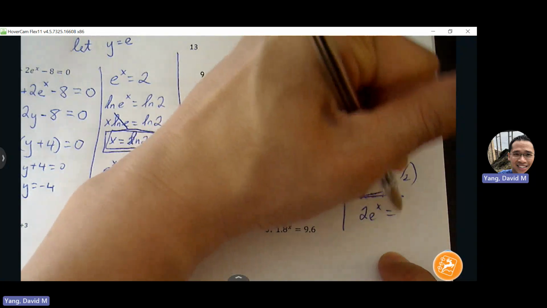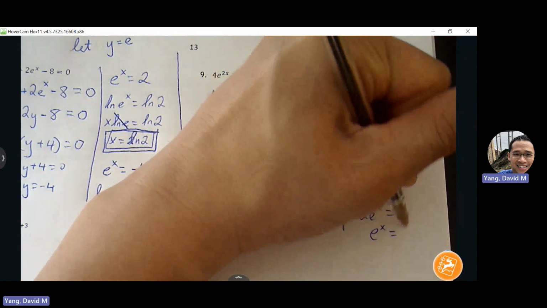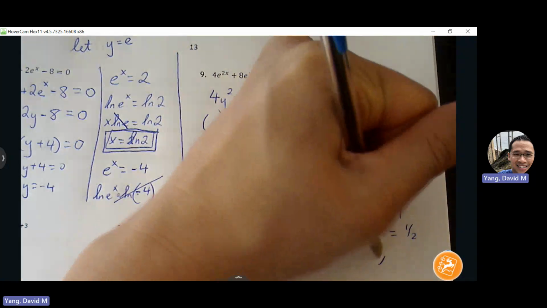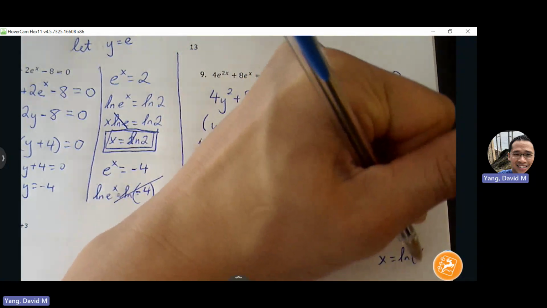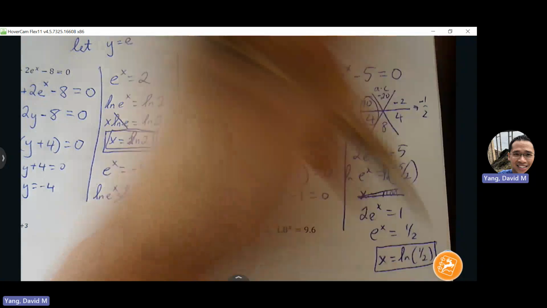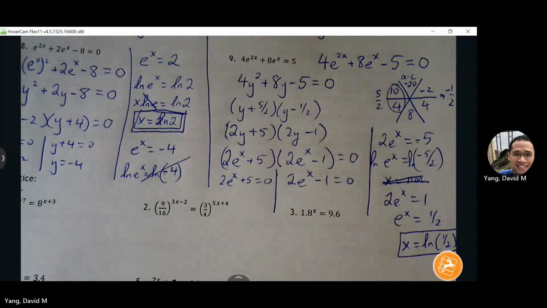2e to the x is equal to 1. e to the x equals 1/2. Take the natural log of both sides. x is the natural log of 1/2. This is the only answer that makes sense.